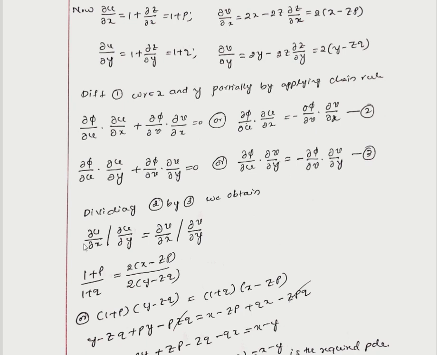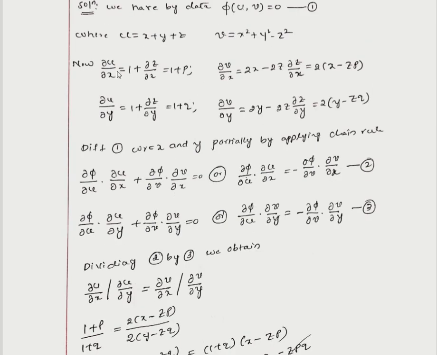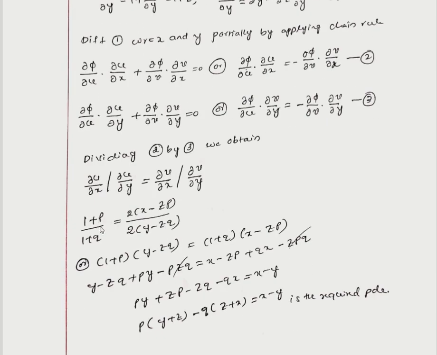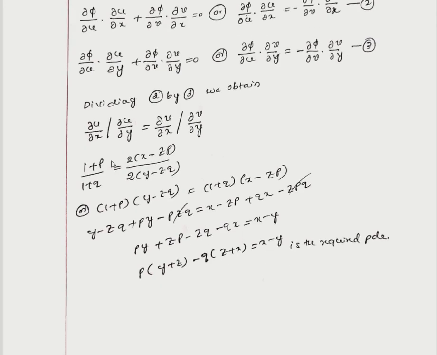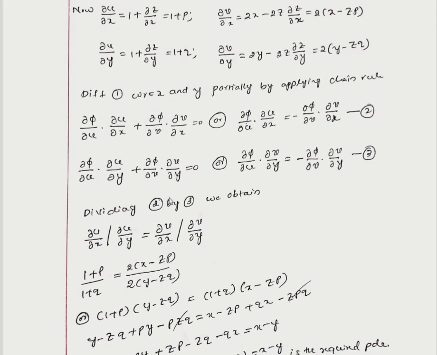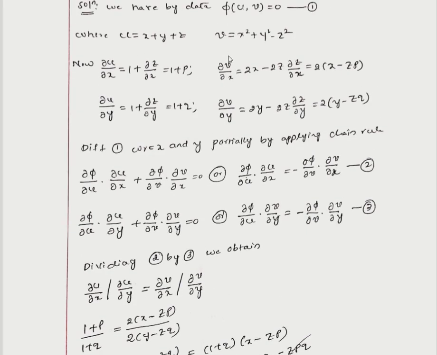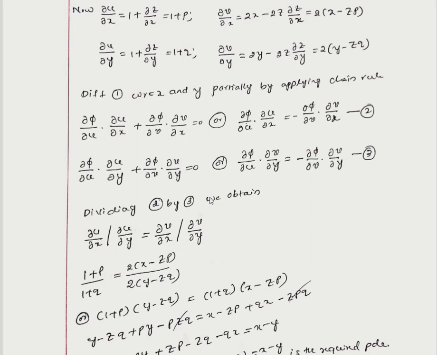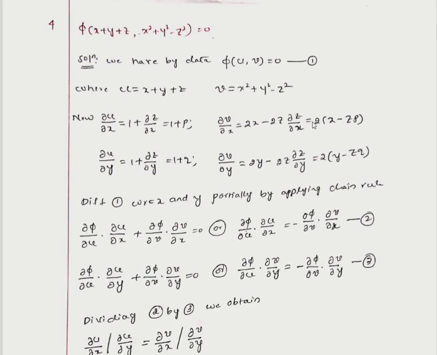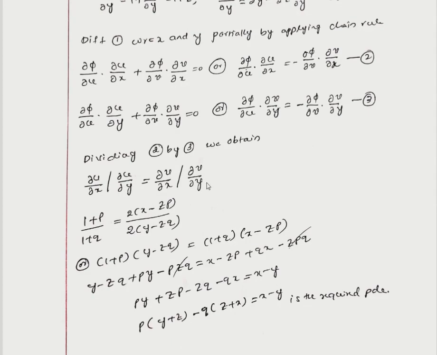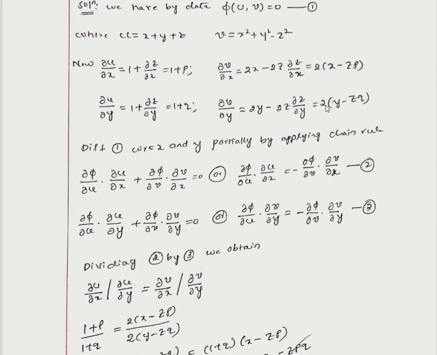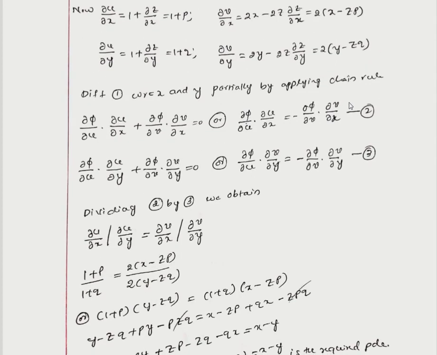Next, what is ∂u/∂x? ∂u/∂x is 1/p. Therefore, 1/p divided by, what is ∂u/∂y? ∂u/∂y is 1/q. 1/q equals, what is ∂v/∂x? ∂v/∂x is 2x minus 2zp, divided by ∂v/∂y, which is 2y minus 2zq.